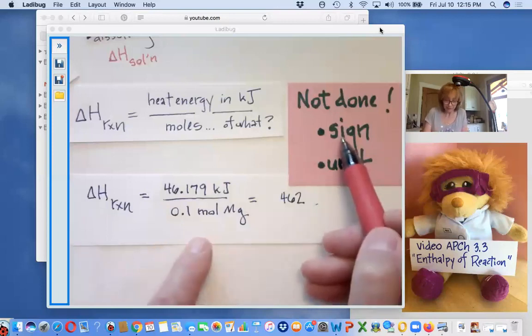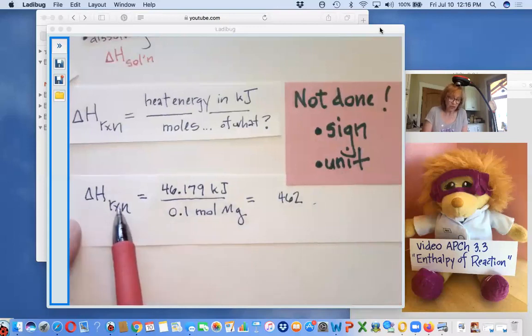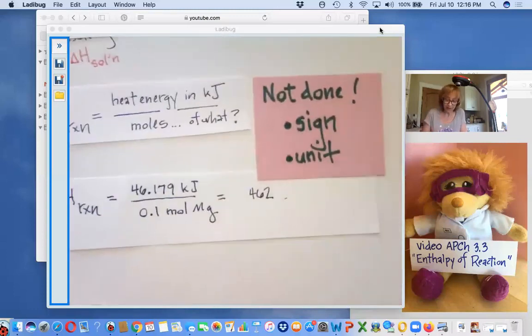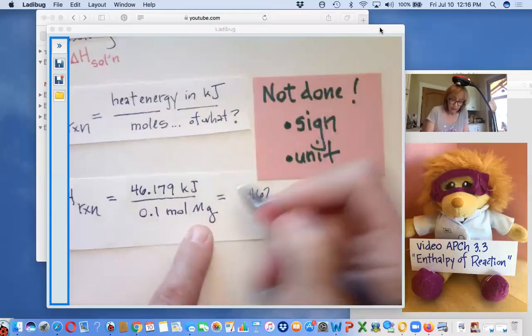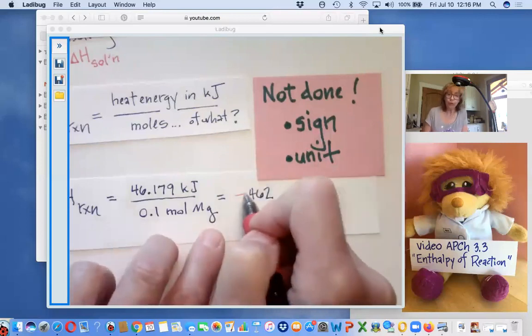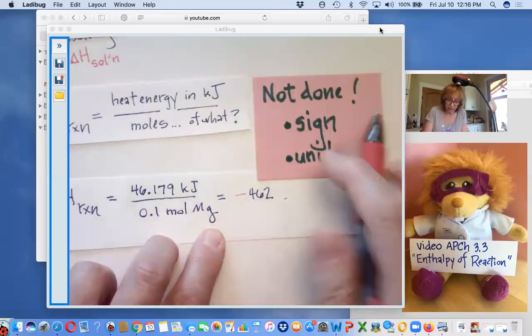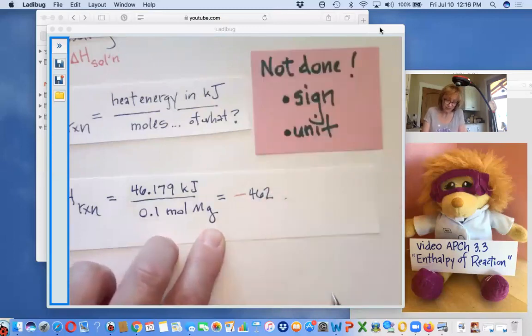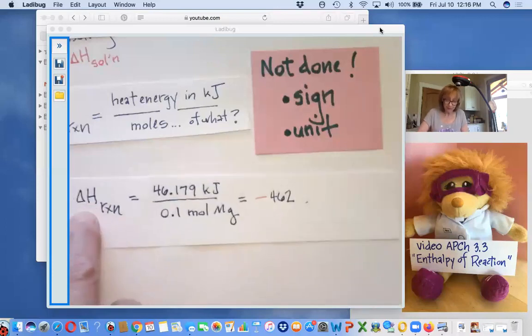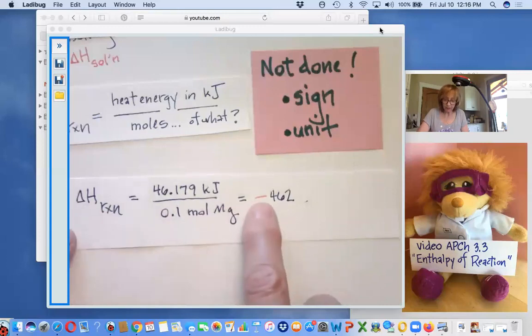One is the sign. So heat of reaction, enthalpy change of reaction, and enthalpy change of solution always comes with a sign. We said this was an exothermic process again, just like our enthalpy of solution example was. And exothermic processes are always accompanied by a negative sign. The reaction system is decreasing in its enthalpy, so the enthalpy change is negative.